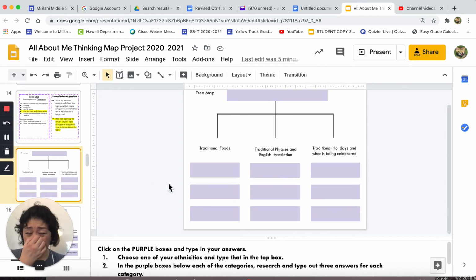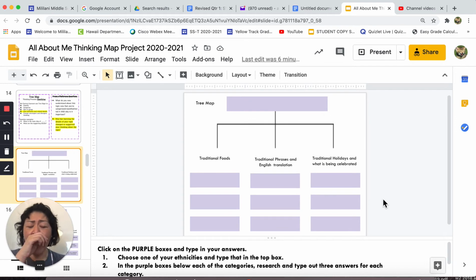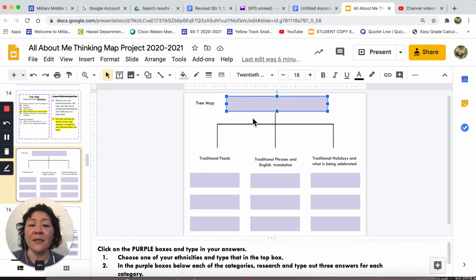So here is the thinking map that you are going to be filling out. And I want to remind you that the purple boxes are text boxes and you can type in them. And if you make a mistake and you happen to move it, like what I just did, I just made it huge and big, don't worry about it. You go to the left side of the screen and you hover over the undo button, which is right here, and you click undo and it brings it back to where it's supposed to be, okay?